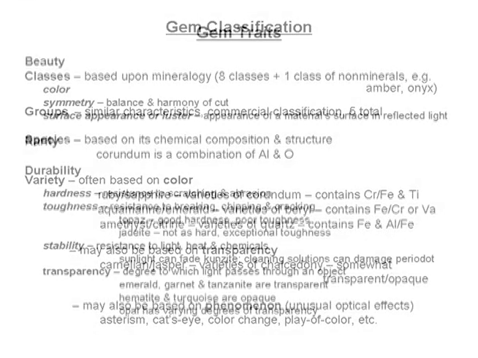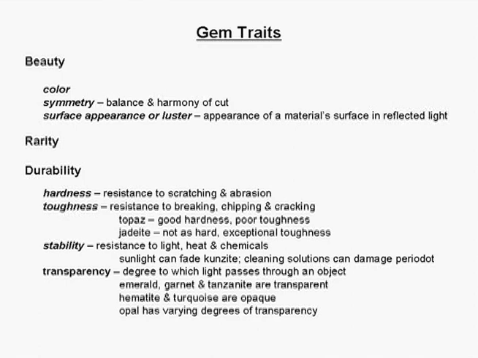Now, gem traits. All gems contain three important traits. One is beauty. As they say, beauty is in the eye of the beholder, so it's difficult to categorize what we mean by beauty. We could say maybe it's a combination of the qualities that delight the senses or appeal to the mind. But beauty is a combination of three categories. One is color.